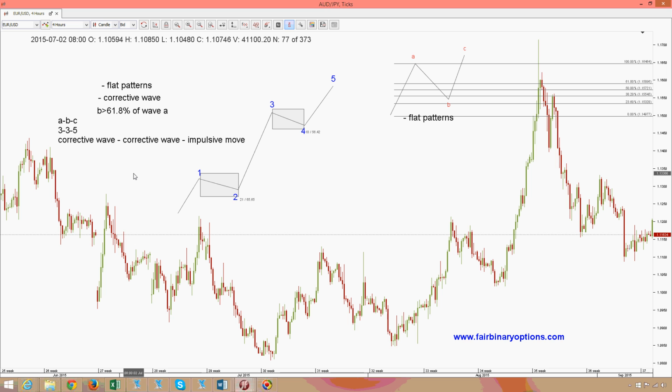Stay tuned for the second part, when we will try to illustrate a classical example on the Euro-US dollar, to find out how to apply the flat pattern in order to find striking prices for binary options.